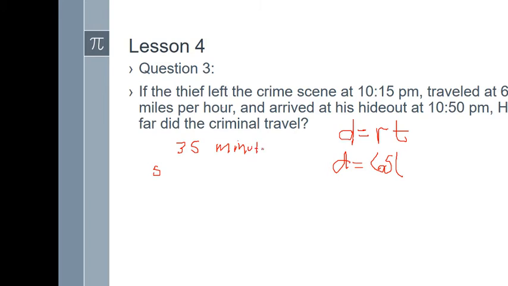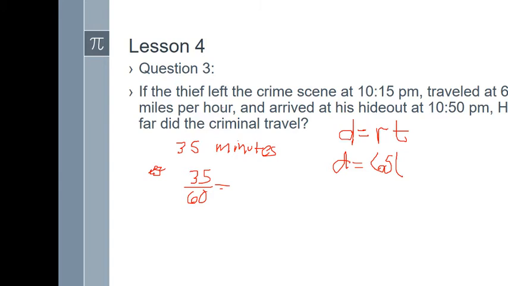So when you get to your question, you're going to have to figure out how many minutes the thief was traveling, and then we need to change that into hours. To change this unit into hours, you can multiply it by the conversion ratio. Or since we know that there are 60 minutes in an hour, all I really need to do is take that number of minutes and divide it by 60.